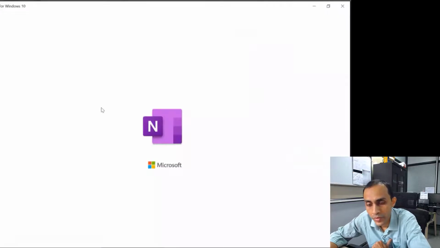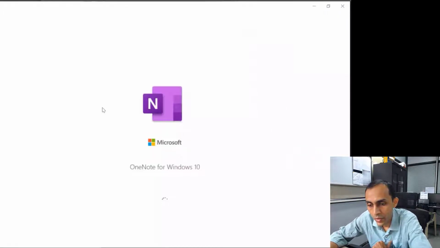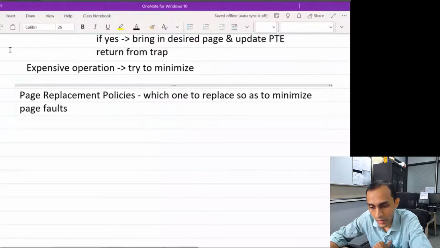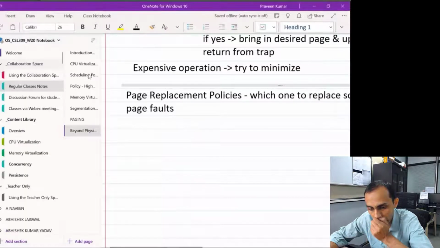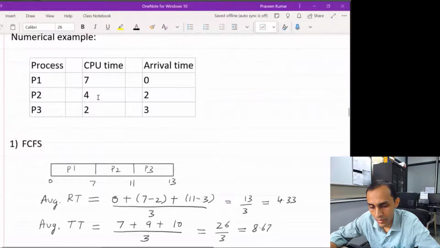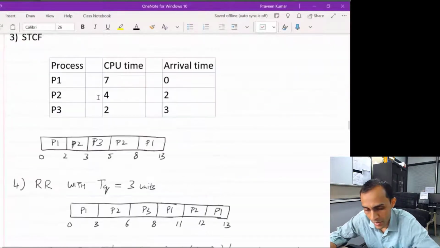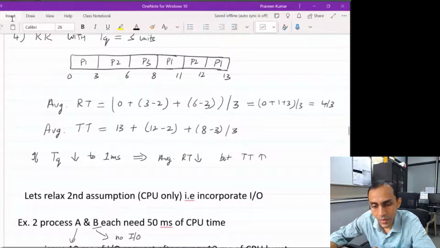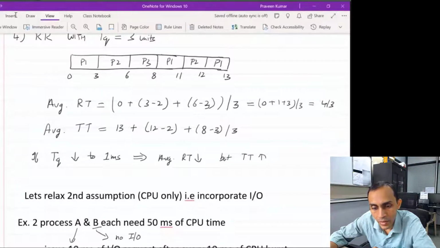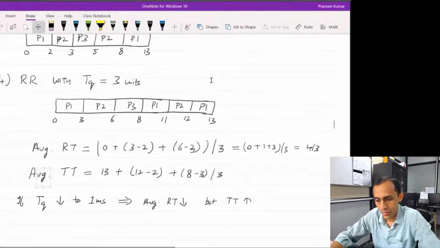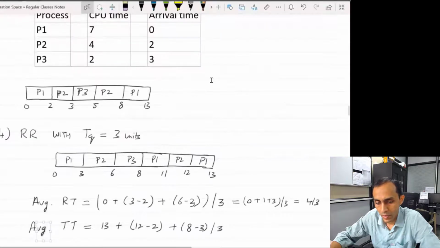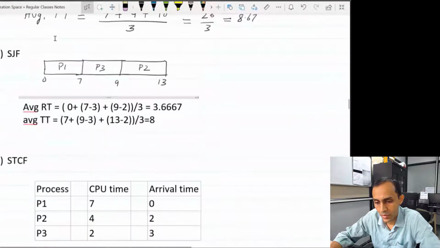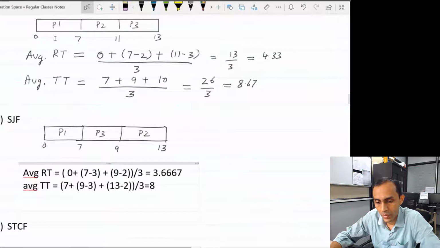Time quanta 0.3 units. So I'm opening my OneNote. Let me see if I have that. Okay, this one. Yeah, we'll try. We'll do that. So let me just create a space here and copy it.